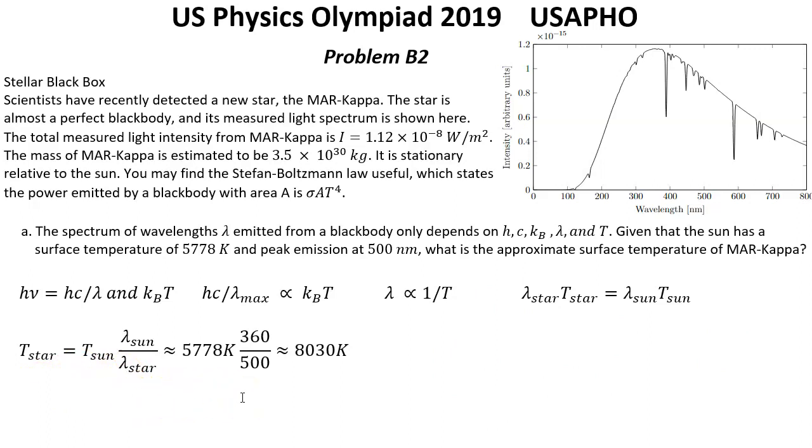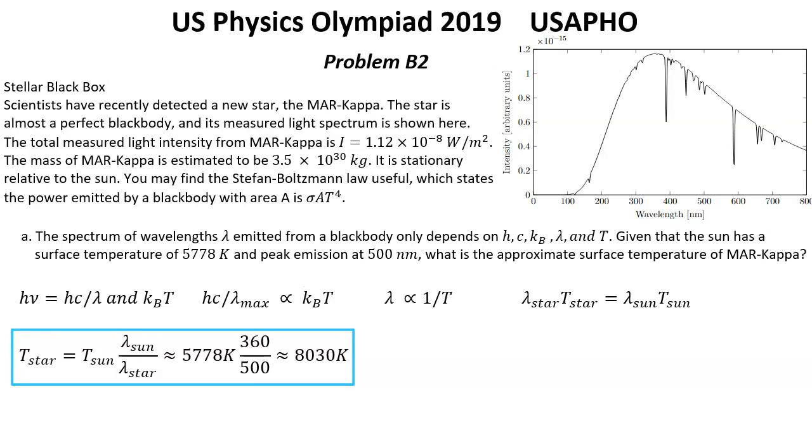Using this graph we see that the maximum λ is around 360 nanometers. And the final result is about 8030 Kelvin. That was the solution for question A.